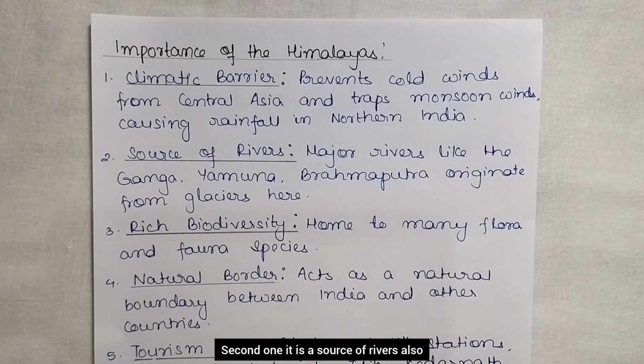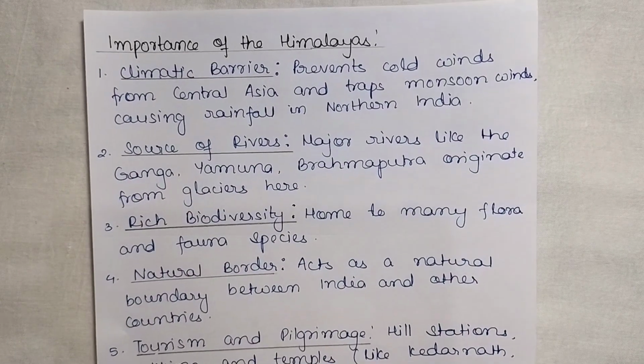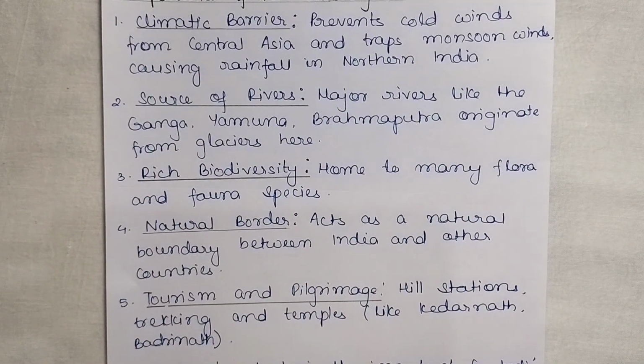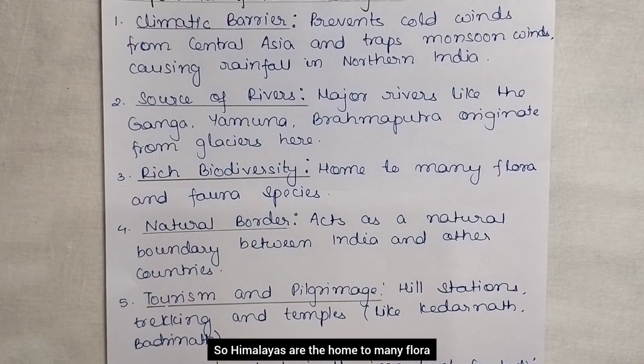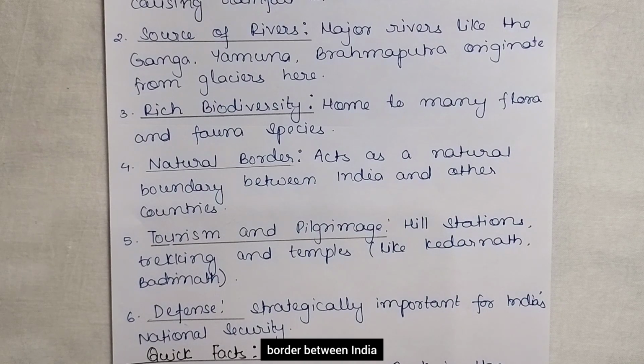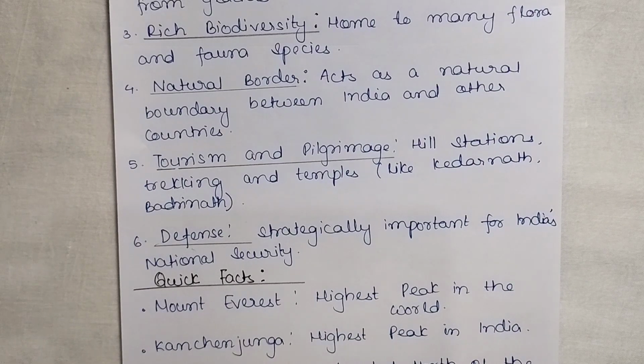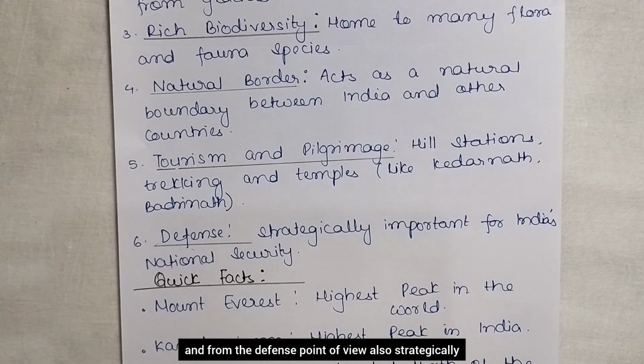Okay. Second one, it is a source of rivers also. Major rivers like the Ganga, Yamuna, Brahmaputra originate from the glaciers here. Okay. Third one is the rich biodiversity. So Himalayas are home to many flora and fauna species. Not only this, it also acts as a natural border between India and other countries. And Himalayas are also a place of tourism and pilgrimage, like hill stations, trekking and temples like Kedarnath and Badrinath. And from the defense point of view also, it is strategically important for India's national security.